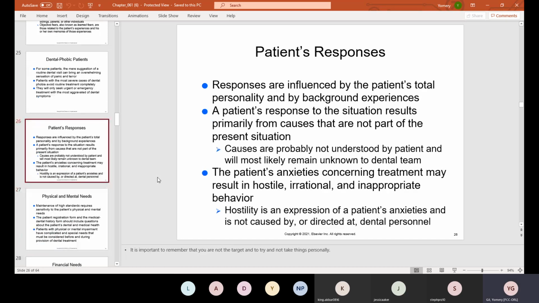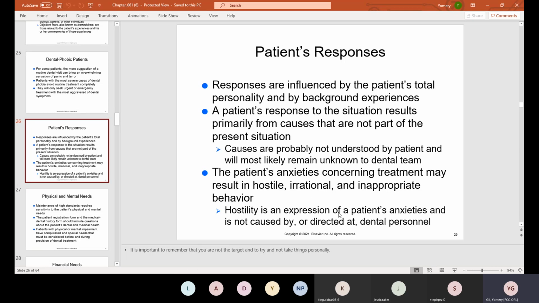So patients' responses. Responses are influenced by the patient's total personality and by background experiences. A patient's response to the situation results primarily from causes that are not part of the present situation. So causes are probably not understood by the patient and will most likely remain unknown to the dental team. This is something that happened, an experience that happened a long time ago and they don't really understand, but it's there.